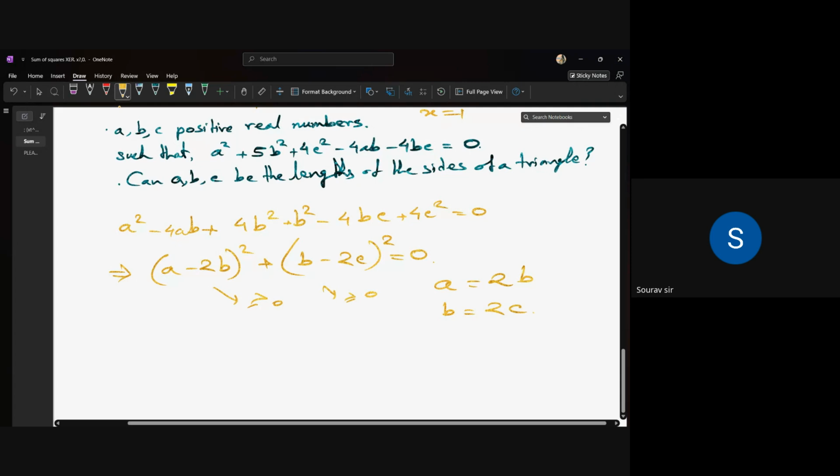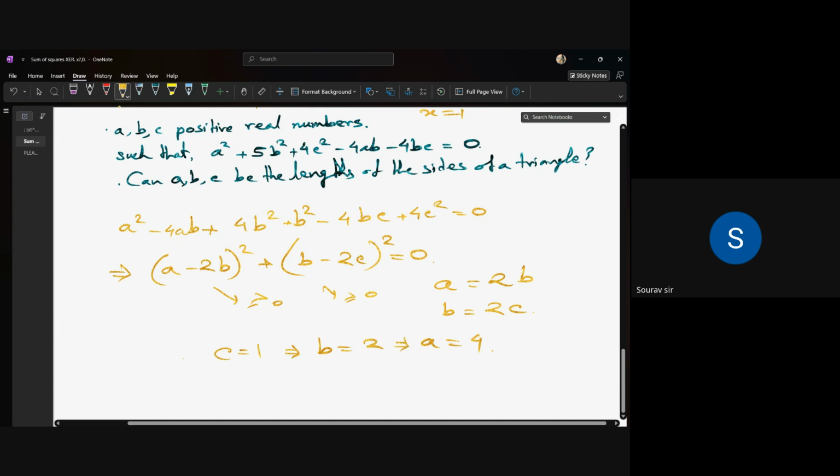Okay. So now let us take our C to be 1. Then our B will be 2 and our A will be equal to 4. Okay.